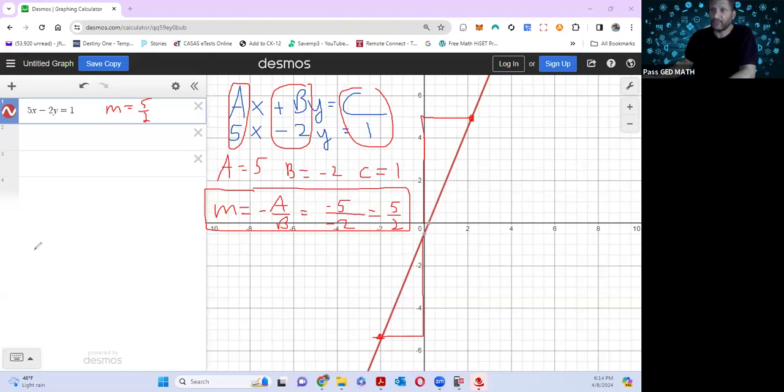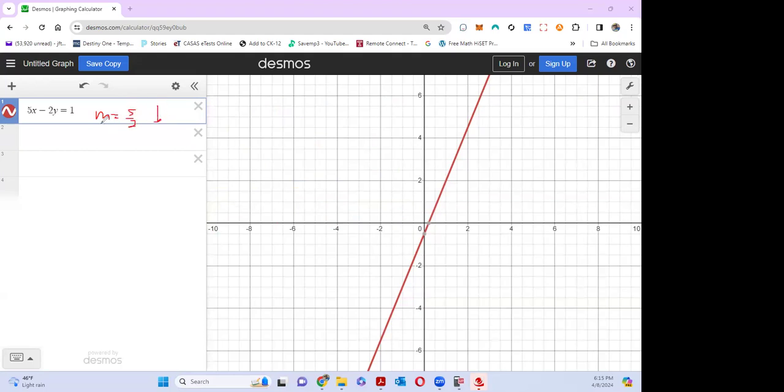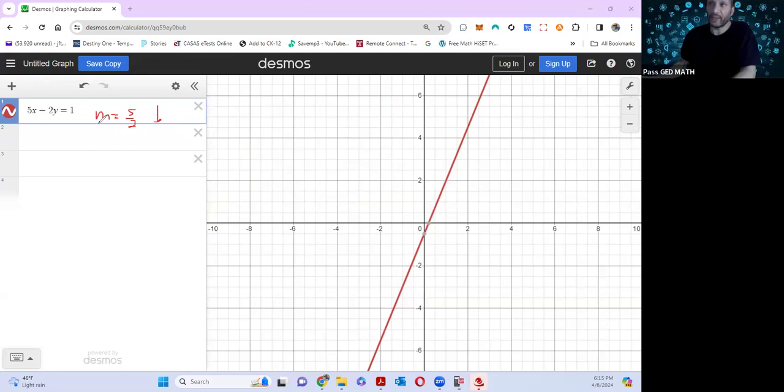So let me save this, let me clear it. So you should be able to look at this quickly and say, this is a, so that's -5 over -2, which is positive, slope is 5/2. My y-intercept is c over b, right? Which is 1 over -2. But that's not what they're asking, right?